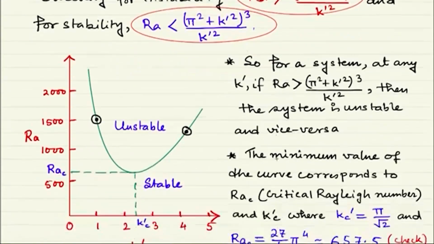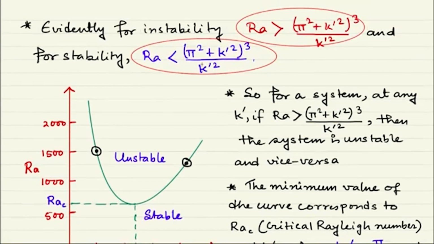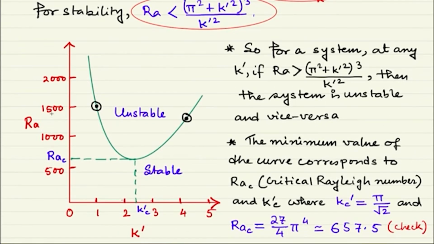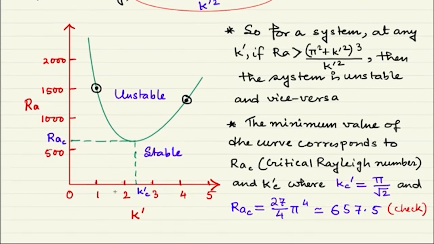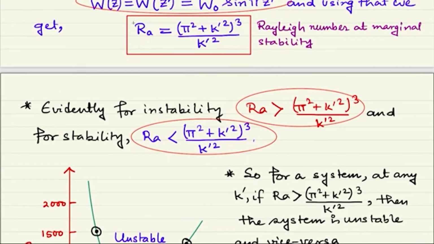Now one can plot this marginal Rayleigh number, which you can see in the green solid line. This is the line given by Ra equal to this expression. Along this axis Ra is plotted, along this axis k prime is plotted, and this curve is nothing but this one.